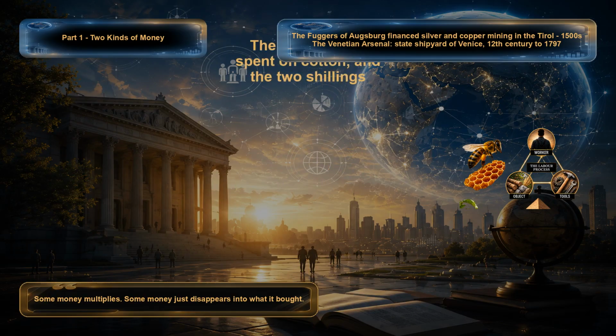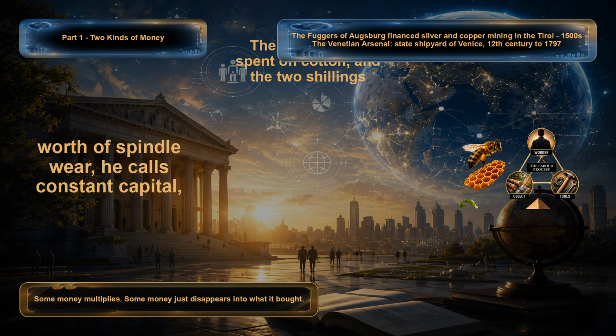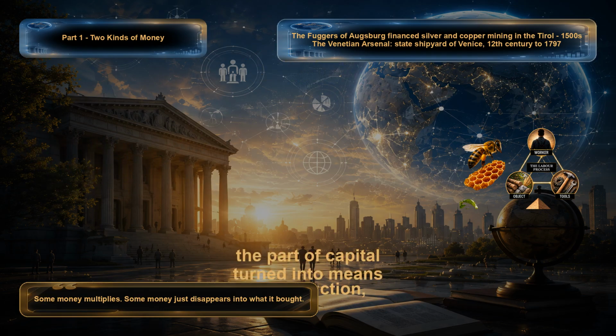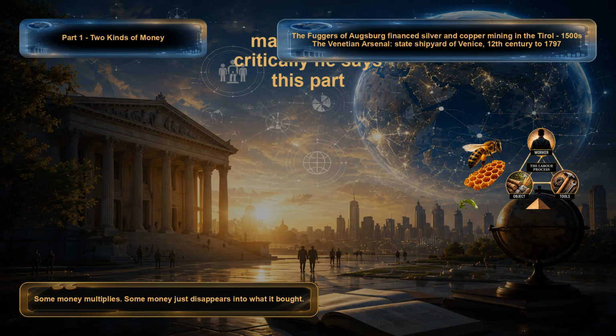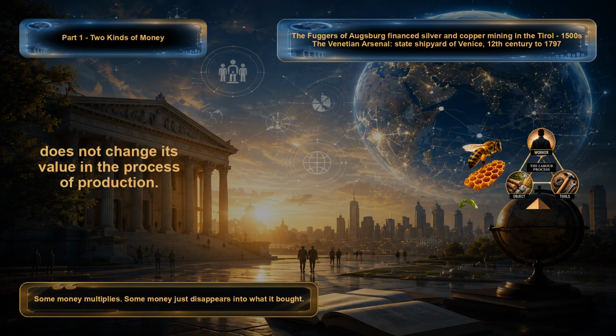The 10 shillings spent on cotton and the 2 shillings worth of spindle wear he calls constant capital, the part of capital turned into means of production, raw material, instruments, auxiliary material, and critically, he says this part does not change its value in the process of production.